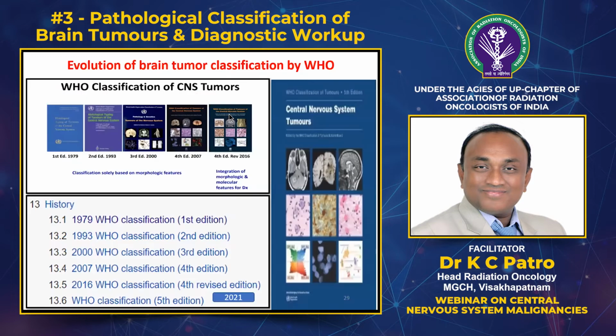If you see the evolution of brain tumor classification by WHO, the first edition came in 1979, the second edition in 1993, the third edition in 2000, the fourth edition in 2007, and the fourth edition revision in 2016 after a 9 year gap. From 1979 to 2007, it was based only on morphological features, but in the new classification that came in 2021, it is based on the integration of morphology and molecular features.